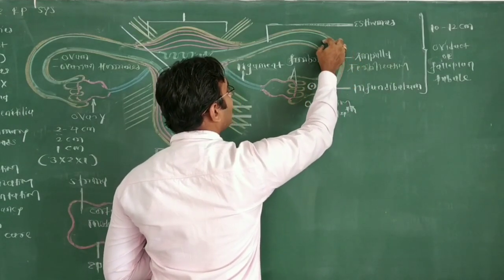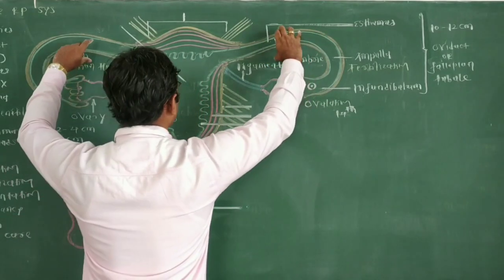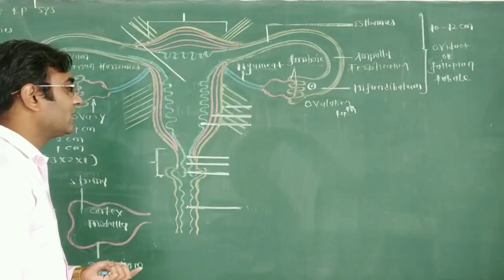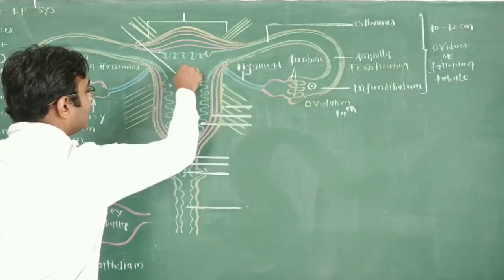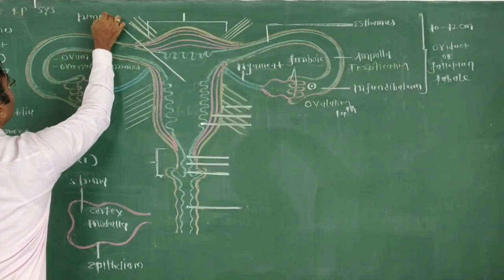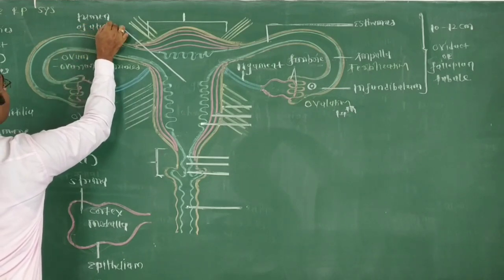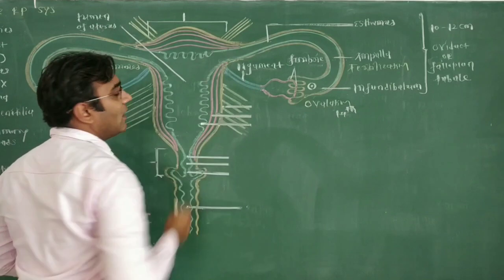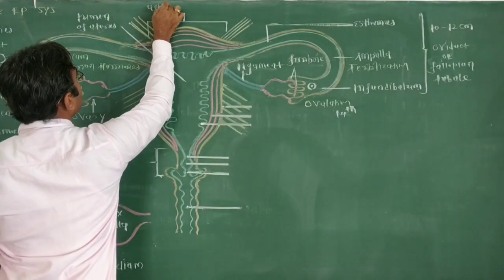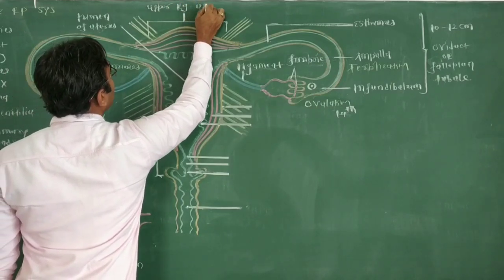Then after the ampulla, the narrow region of the oviduct is the isthmus. The isthmus from both sides links with a single structure, the uterus. This is the lumen of the uterus, and this is the upper region of the uterus.